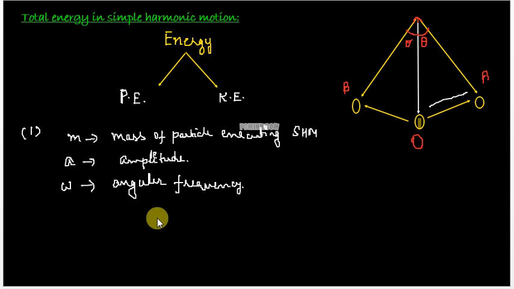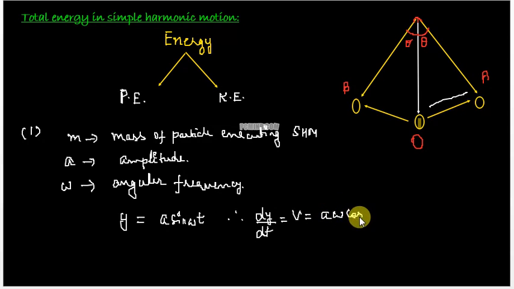Since it's a simple harmonic motion, at any instant t the displacement of the particle would be given as y is equal to a sine of omega t. Therefore the instantaneous velocity is dy by dt. We can say this is v, and the differential of sine omega t gives us cos omega t into omega. So, we get a omega cos omega t as the velocity. We can mark it number 1.